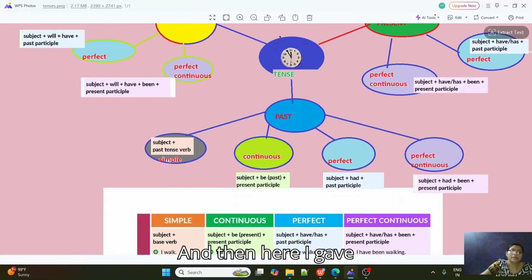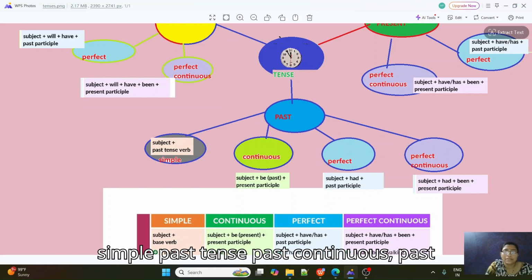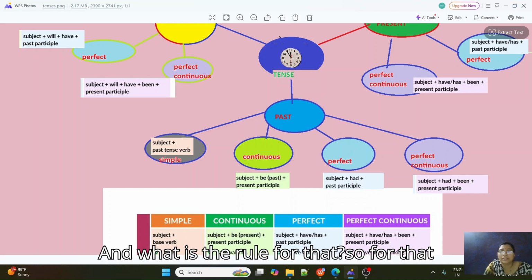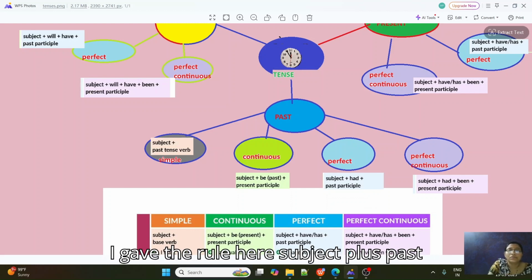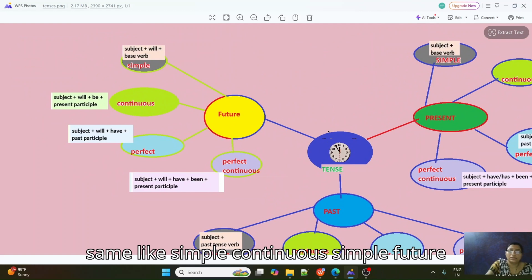And then here I gave the past tense. Past has simple past tense, past continuous, past perfect, and past perfect continuous tense. And what is the rule for that? So for that I gave the rule here: subject plus past tense verb. Like that I gave the rules. And then for the future also, I gave the same: simple, continuous, perfect, and perfect continuous.